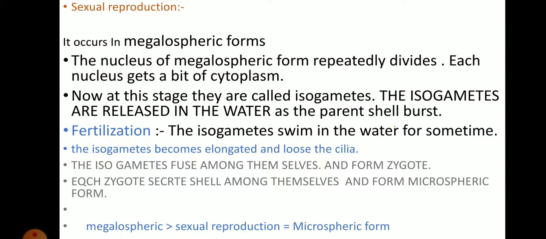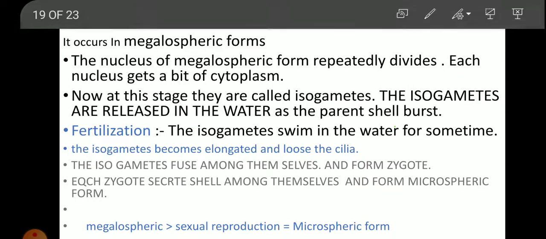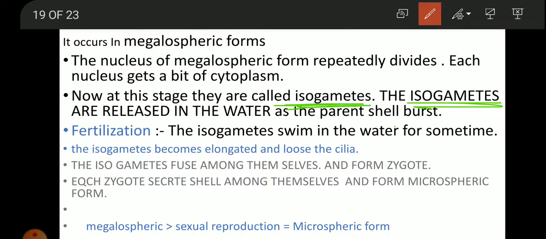Okay, so now at this stage, these are called isogametes, right? I have told you that there is no differentiation between the gametes, so they are called isogametes. These isogametes are released in the water as the parent shell bursts out. Then how does fertilization take place?